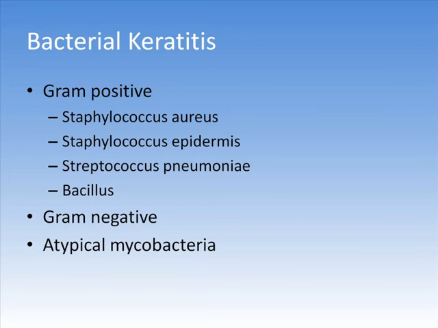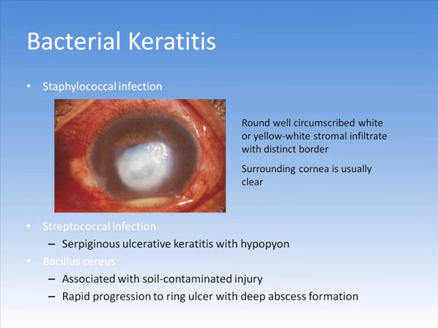The spectrum of organisms may be gram-positive, gram-negative, or atypical mycobacteria. Common gram-positive organisms include Staphylococcus aureus, Staphylococcus epidermidis, Streptococcus pneumoniae, and Bacillus. In staphylococcal infections, there is usually a round, well-circumscribed, white or yellow-white stromal infiltrate with distinct borders. The surrounding cornea is usually clear.